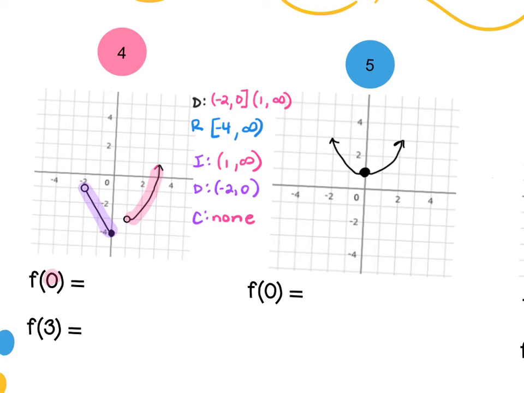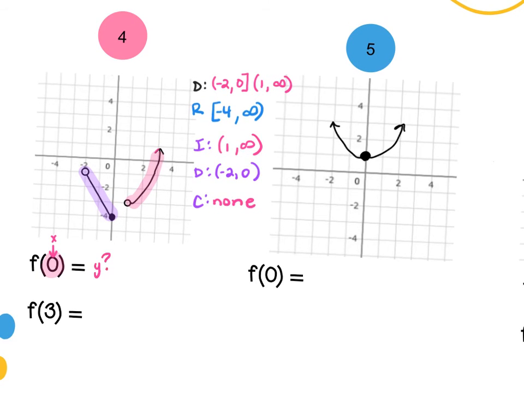The second part of this says f of 0. So what's inside the parentheses is the x value. I'm basically saying, what's my y if my x is 0? So x is 0 here, and the coordinate point for the y that matches that is negative 4. Go to the next question. F of 3, my x for 3 is here. There's a coordinate point right there, which is 0. So I want to give the y coordinate that matches that.